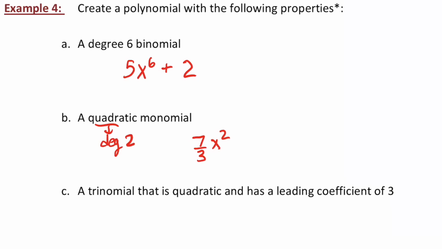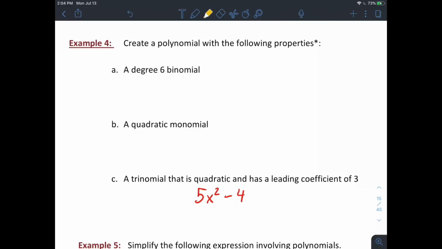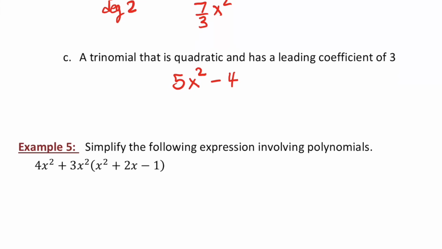A trinomial that's quadratic and has a leading coefficient of 3 has to again be degree 2. And then leading coefficient means that degree 2 term has to have a coefficient of 3. So what I have right now actually won't work. I realized I didn't actually make it so it has a leading coefficient of 3, so that needs to be 3x squared.